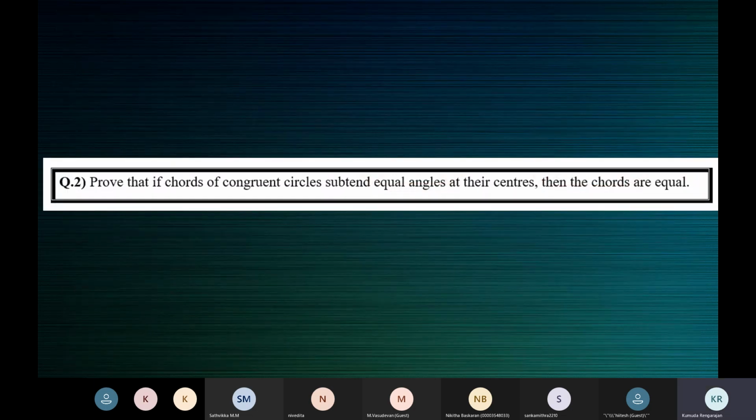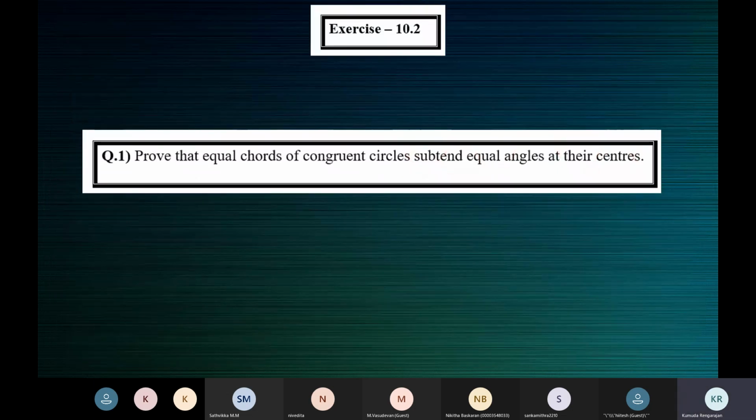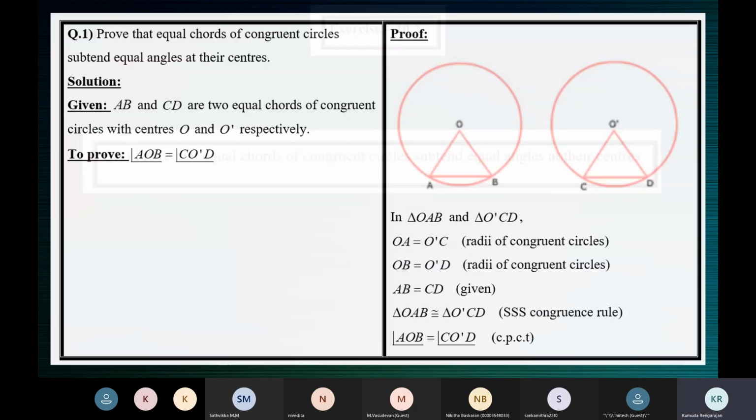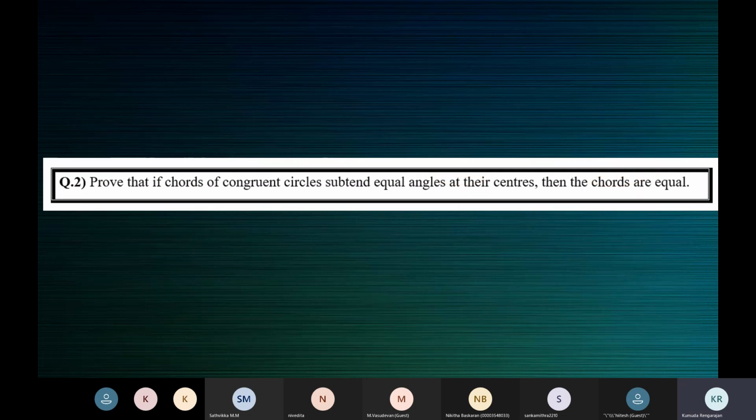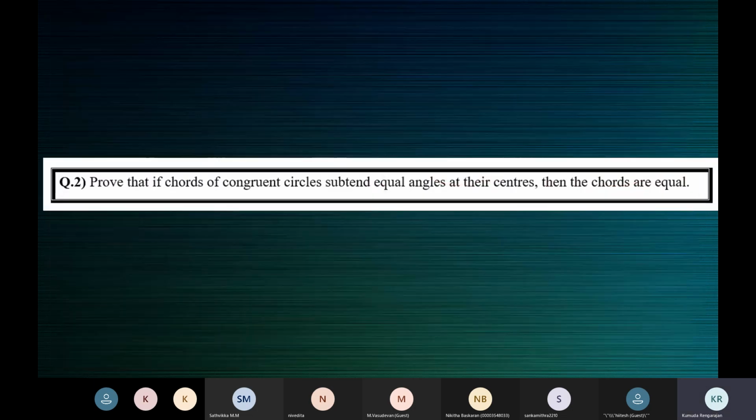Prove that if chords of congruent circles subtend equal angles at their centers, then the chords are equal. This is the converse. In the first one, the chords are equal. You must prove that they subtend equal angles at their centers. Here, the chords are not given to be equal, but they make equal angles at their centers. Then you must prove that the chords are equal.